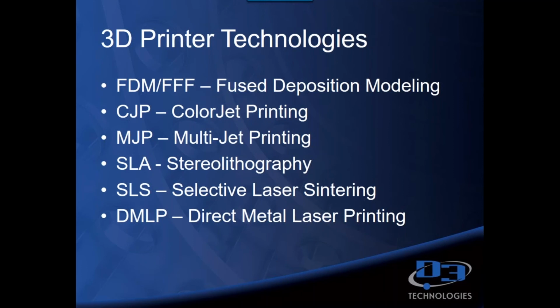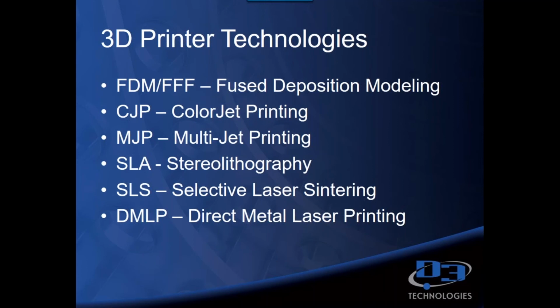Then you've got color jet printing technology, or CJP. That technology actually uses basically a gypsum powder along with a binder and inkjet cartridges to help provide colorful models, used a lot in education, used a lot for concept parts, as well as architectural firms.